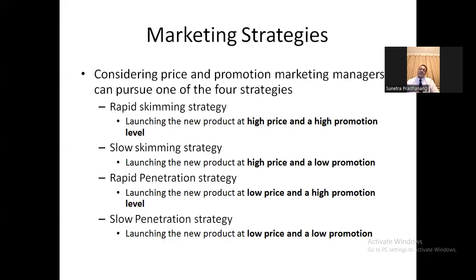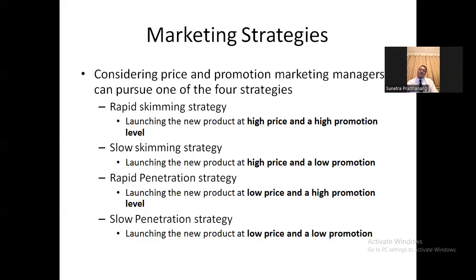There are rapid skimming, slow skimming, rapid penetration, and slow penetration strategies. Skimming is like how we skim the milk, we take the butter out of the milk. Similarly, in the skimming strategy, we try to have a higher price at first, and later we normalize the price or fix it at a standard price. Where do we have these kinds of things? Mainly in the IT sector, ICT equipment and services.